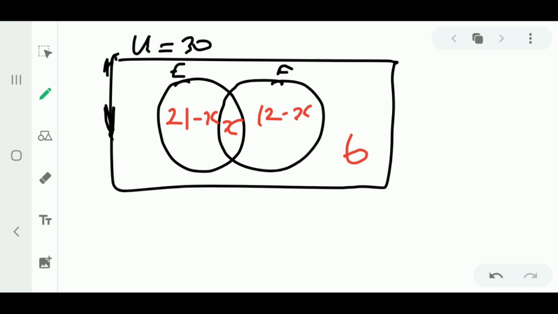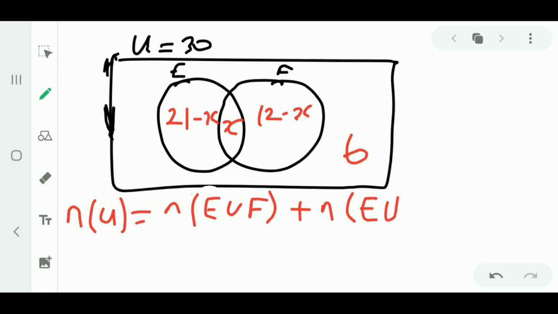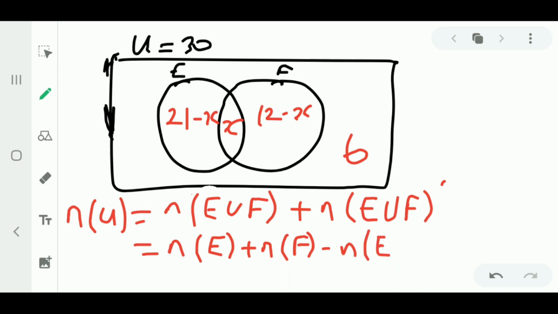Now, we want N of E union F plus N of E union F complement. N of E union F is equal to N of E plus N of F minus N of E intersect F. Then we'd have plus N of E union F complement. Right? So all we need to do now is fill in.